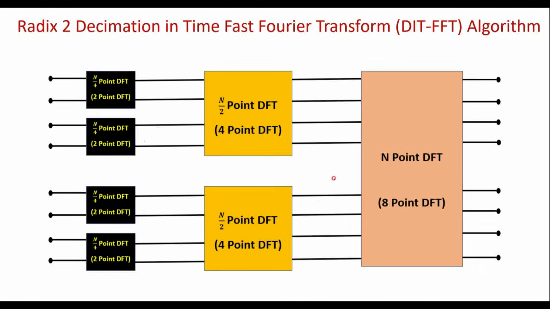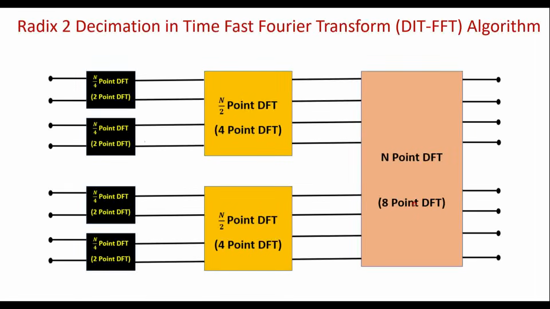Now let's see how to divide this n point DFT into two n by 2 point DFTs. That is known as first stage decimation. I am considering n is equal to 8, so it is an 8 point DFT. Dividing the 8 point DFT into two 4 point DFTs is known as first stage decimation. Then dividing these into n by 4 point DFTs is known as second stage decimation.